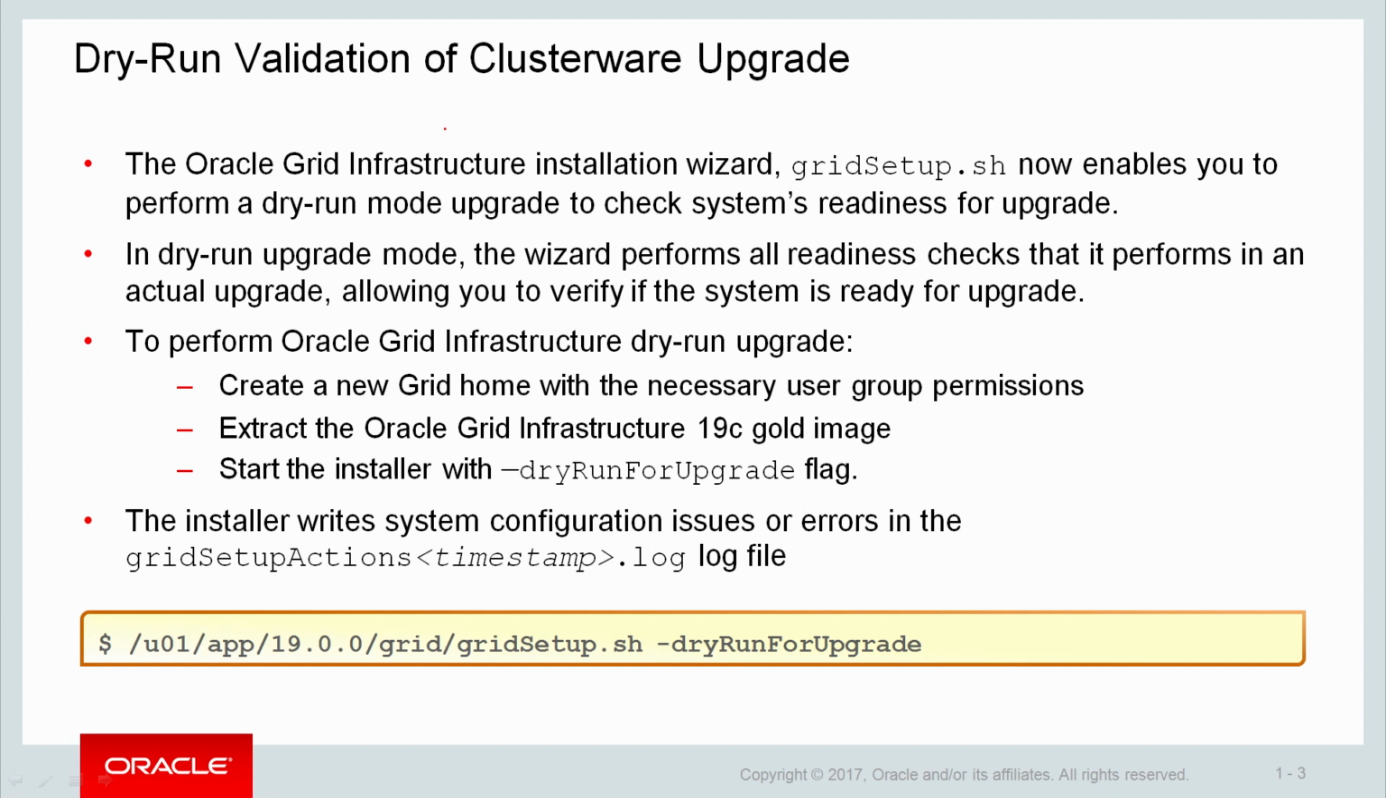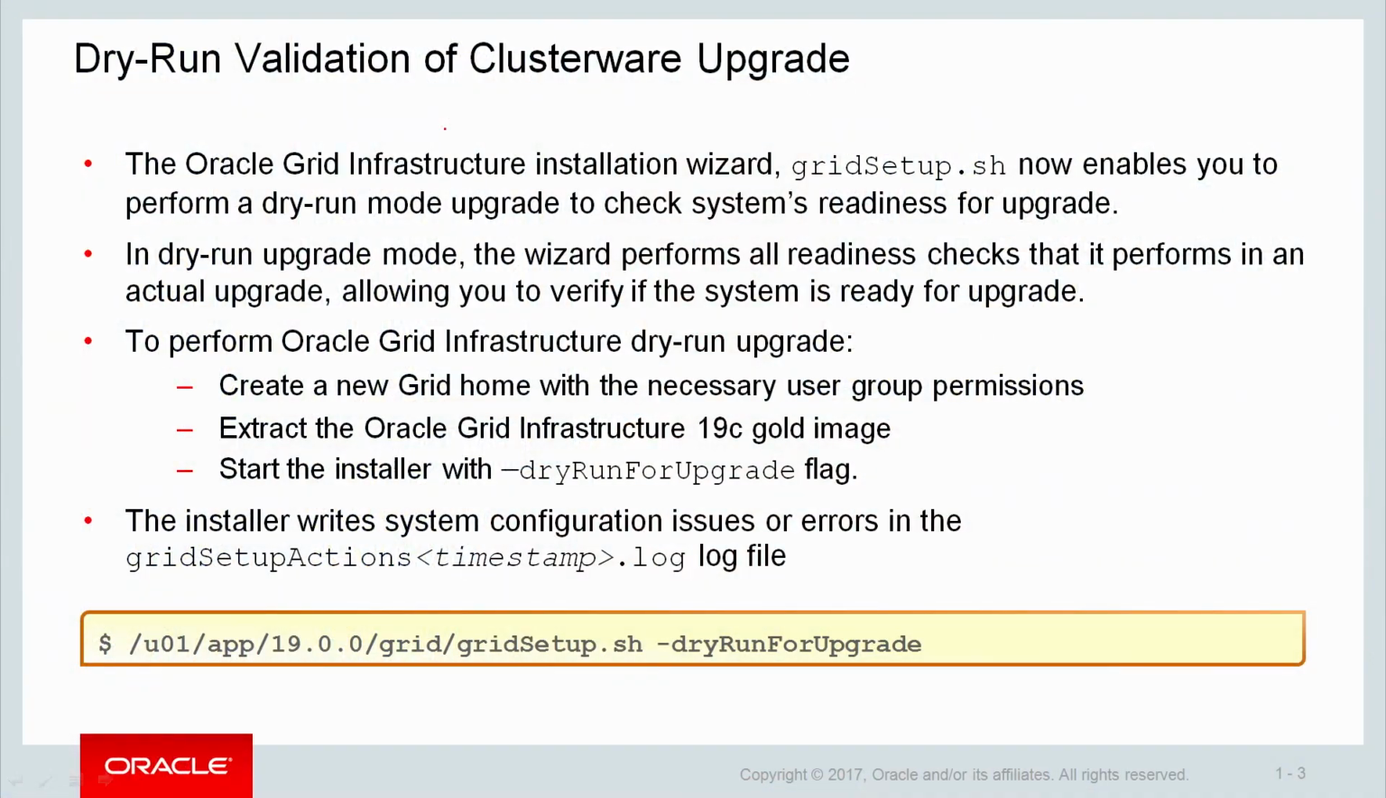Now, no matter how much you prepare, how much you read the fine print, quite often when you're trying to do an upgrade or even an install, you've missed something and something goes wrong. Starting from 19C, the Oracle Grid Infrastructure Installation Wizard, or grid-setup.sh, which was introduced in 12R2, now enables you to perform a dry run mode upgrade to check the system's readiness for the upgrade.